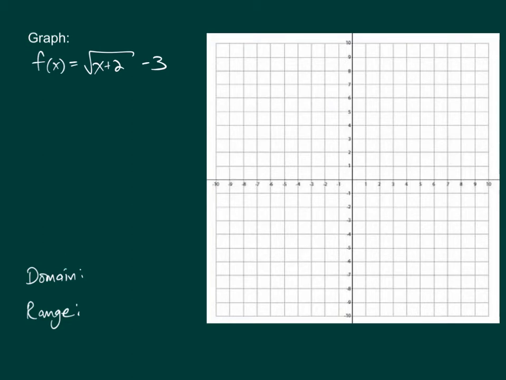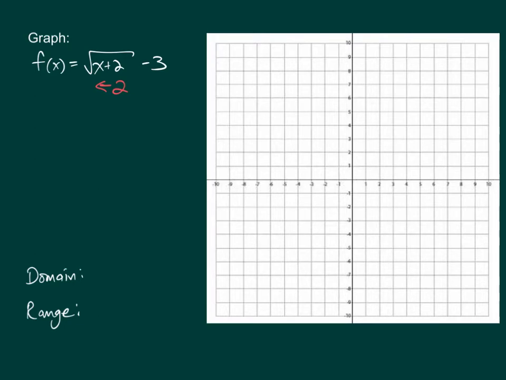Graph f of x equals the square root of x plus 2 minus 3. What you need to remember with this is that whenever you see a number being added or subtracted in grouping symbols with x, it'll do the opposite. So this right now is telling me that this is going to go left 2 units. It looks like we want to go right 2 units because positive 2 is over here, but x's are crazy. Do the opposite, go left 2 units.